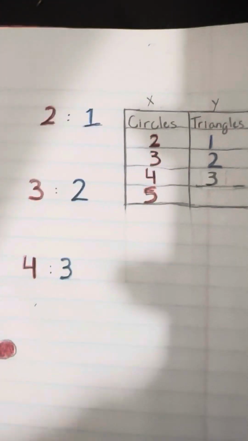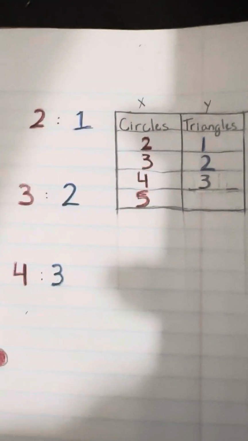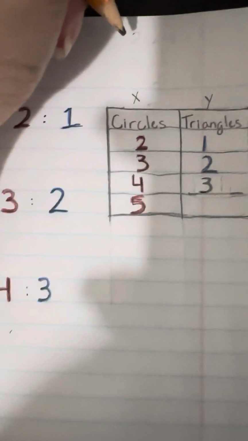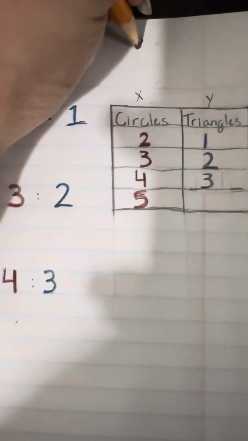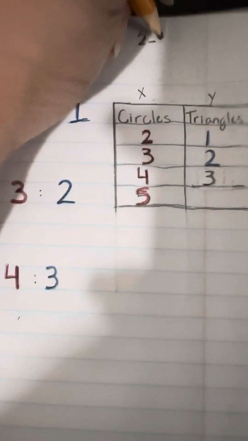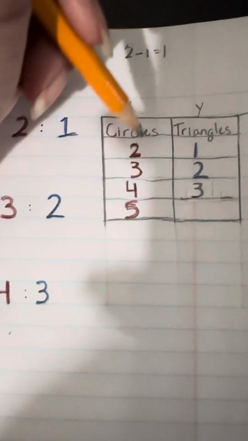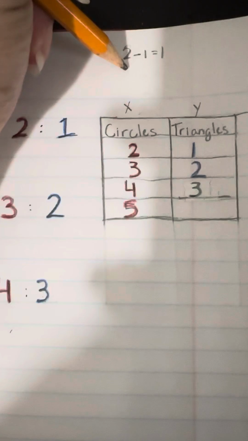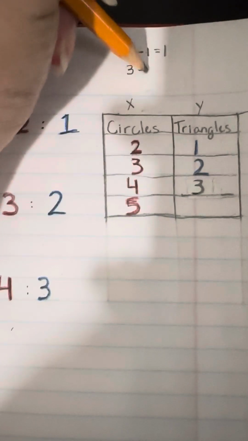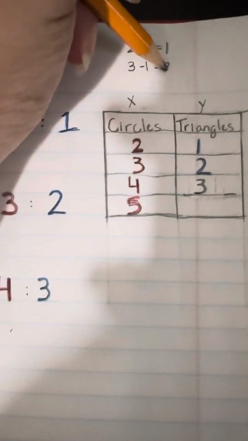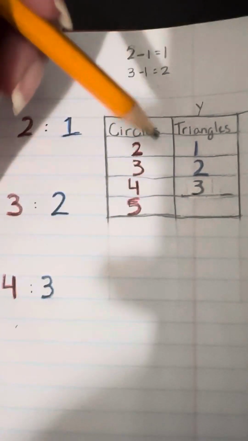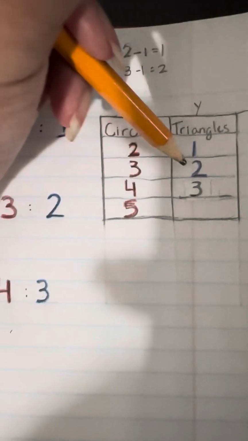What's another way we can turn 2 into the value of 1? How about subtraction? 2 minus 1 is 1. Let's try it for the next value. If we do 3 minus 1, that equals 2. Okay, perfect. So we changed the value of X into the value of Y again.